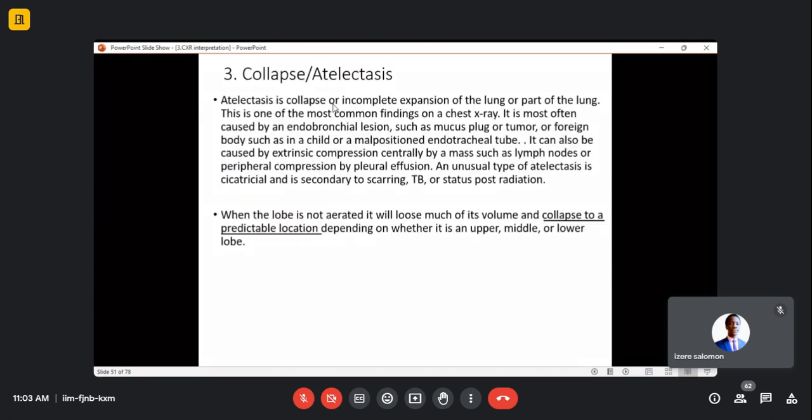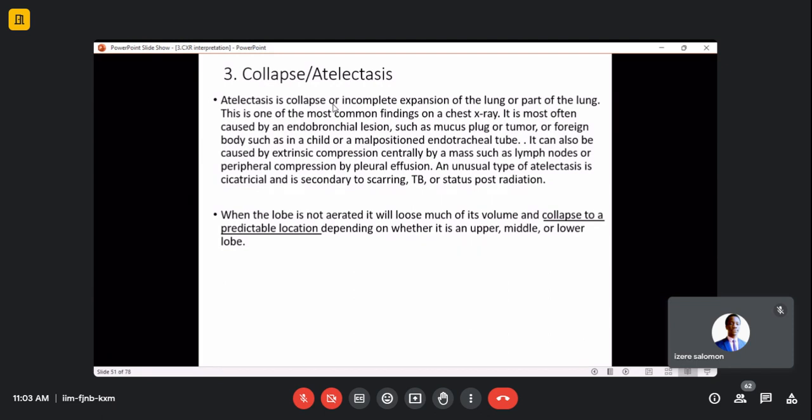So the number 3 type of opacity is about collapse or atelectasis. Now the difference between collapse and atelectasis: most of the time they are the same, they mean the same, but when a big part of the lung, like the whole lobe or the whole lung, collapses, we use collapse. But when it is a segment or smaller part of the lung, we use atelectasis normally.